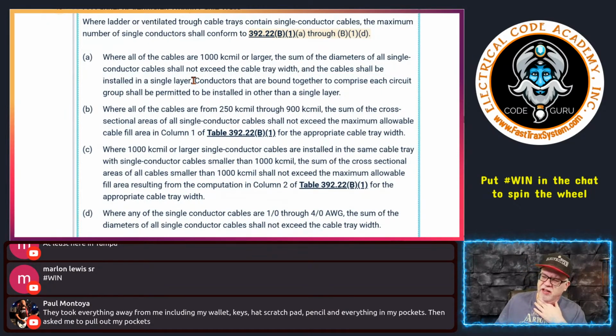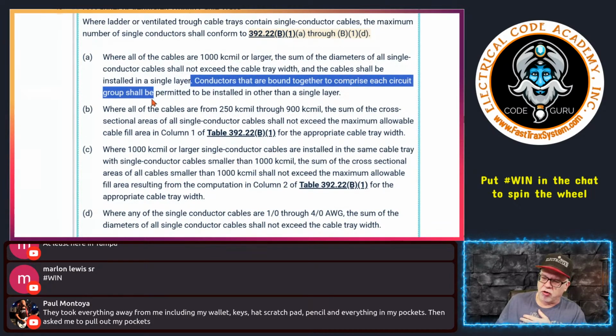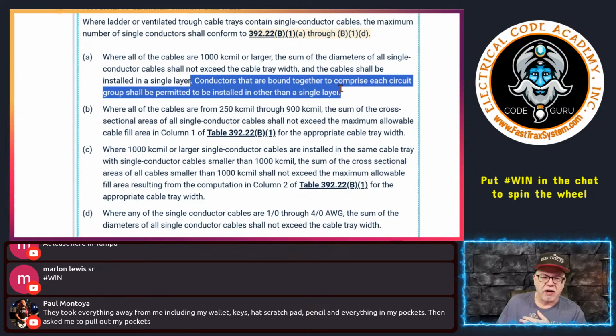Now, it says conductors that are bound together comprising each circuit group shall be permitted to be installed in other than a single layer. So what that means is if you're not just laying in single conductors, but you're creating a triad or a quad, plexed together, or what we call the diamond, inside of the tray, then obviously they can't be in a single layer because of the nature of how the conductors are plexed. Make sense?